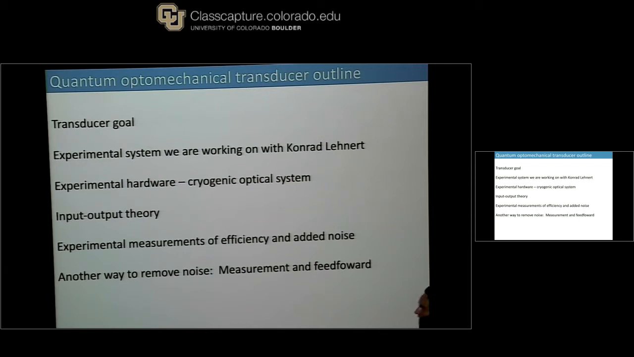So I'll talk about why I would want a quantum transducer and where that idea is coming from. I'll talk about the experimental system that we're working on. And this is very much in collaboration with Konrad Lehnert's group that is also at JILA, and he does microwave superconducting circuits. I'll talk about the experimental hardware, the cryogenic optical system, and then basically the middle of the talk will be about an idea aptly called input-output theory in the context of understanding a quantum network, basically.